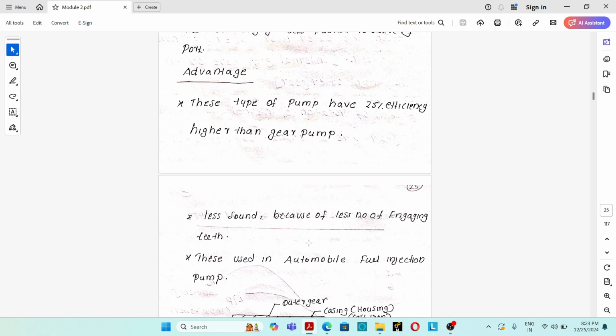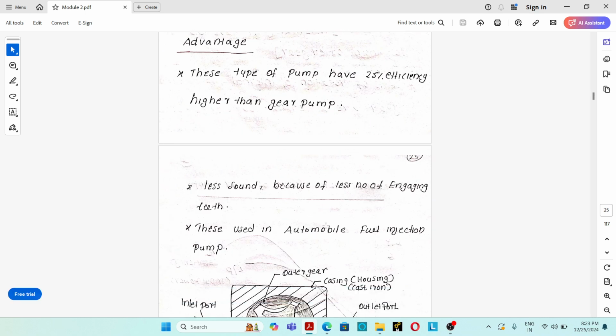So what is the advantage of gear rotor pump? This type of pump has 25 percent higher efficiency than a gear pump. That is the first advantage. Less sound because of fewer engaging teeth. These are used in automobile fuel injection pumps. That's a very important point. Gear rotor pump is used as an automobile fuel injection pump. So this is about the gear rotor pump.